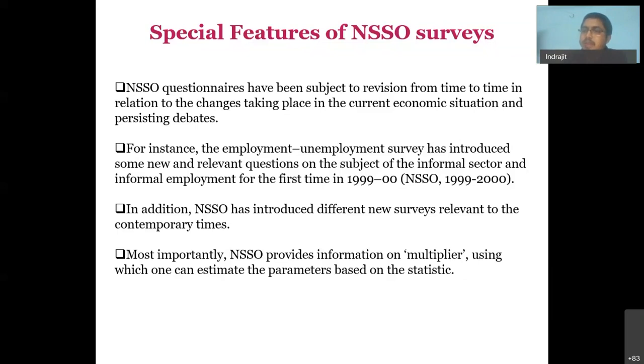you can give weight, and you can generate the population features, that is parameters, based on the statistic. You have a 5 lakh sample, but based on the 5 lakh sample, you can come up with an estimation for your 130 crore population in India. So it is possible because they adjust their sampling importance with the multiplier. And this multiplier variable is exceedingly essential to have analysis at the national level. Even if we want to represent ratios and percentage figures, we still use this multiplier, this weight, to get the parameters. So parameters can be estimated based on the statistic in NSSO data.